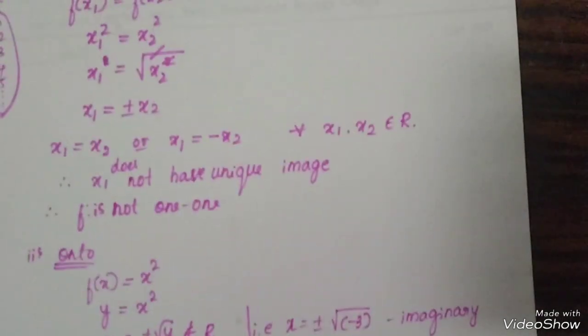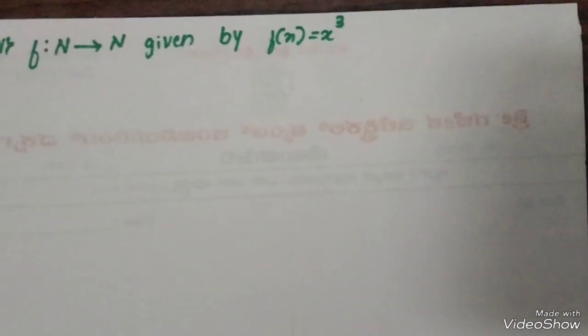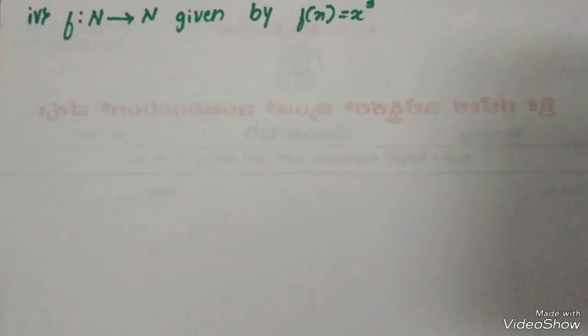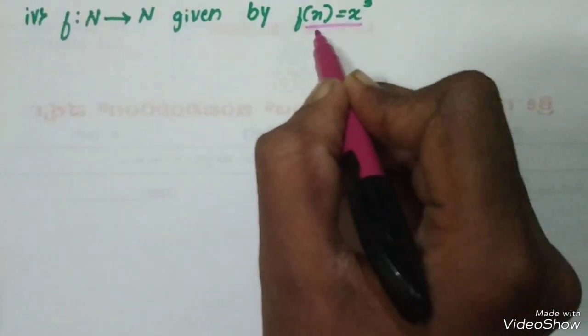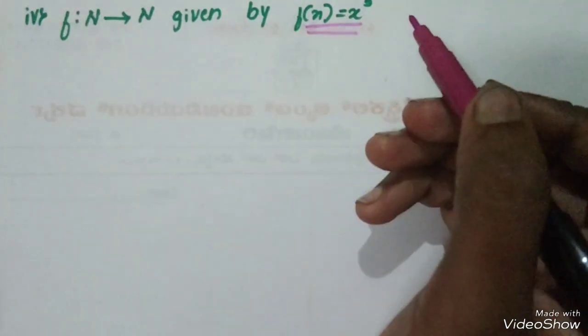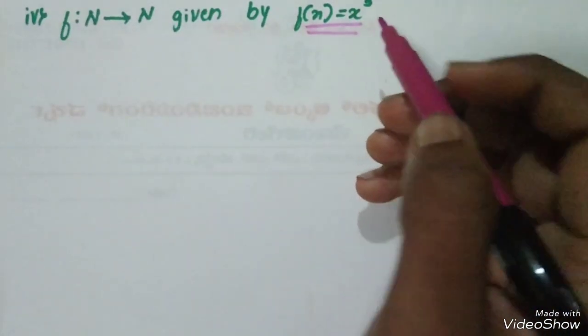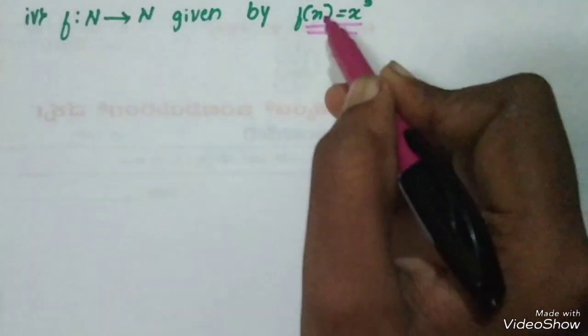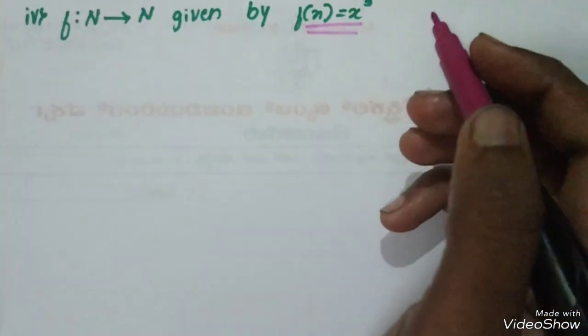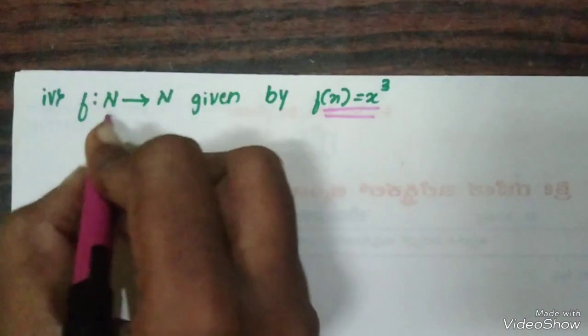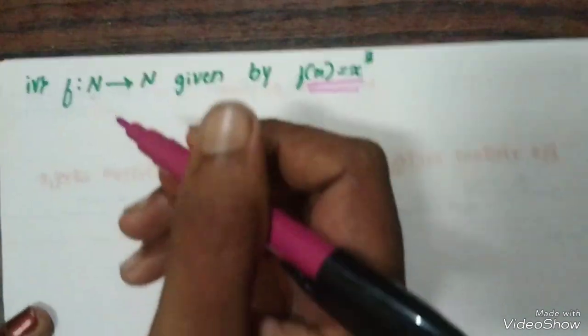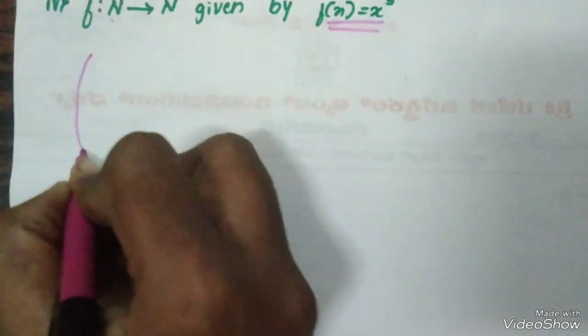Again we have to check the next condition, or next problem. A function f from natural numbers to natural numbers, where the function is taken as f of x equals x cube. In the last function we had taken f of x equals x square. Here f of x equals x cube. Now the domain and codomain are natural numbers.